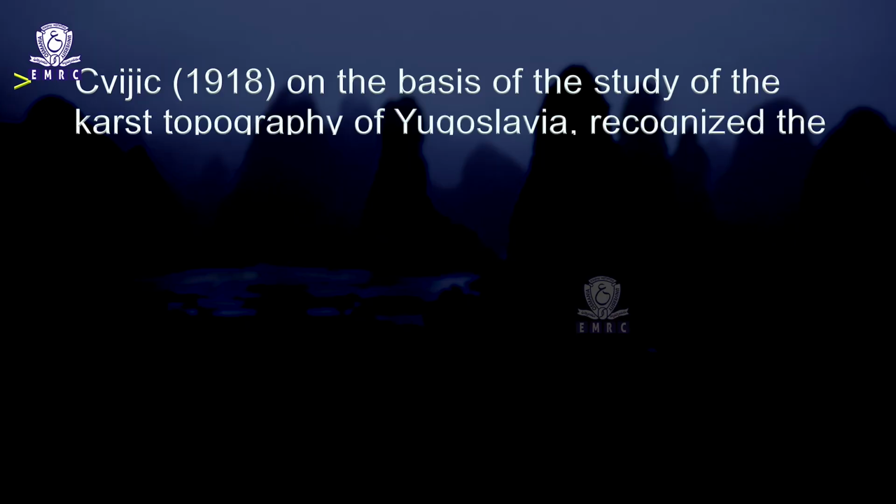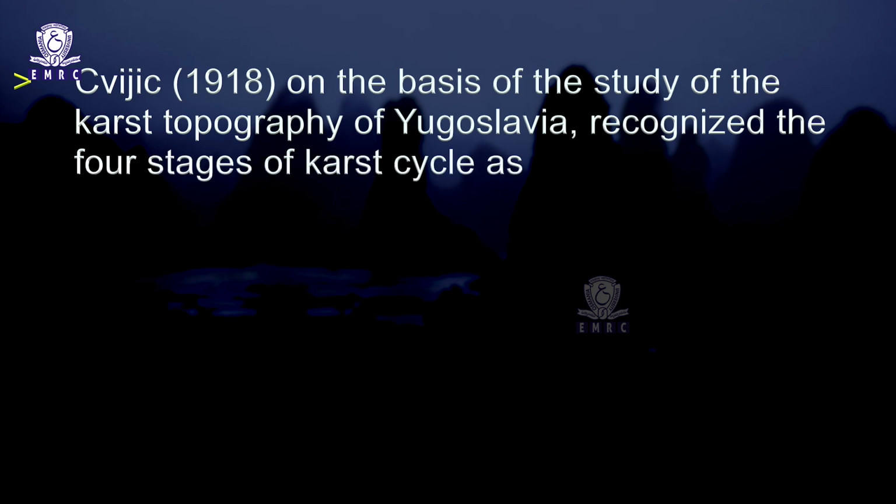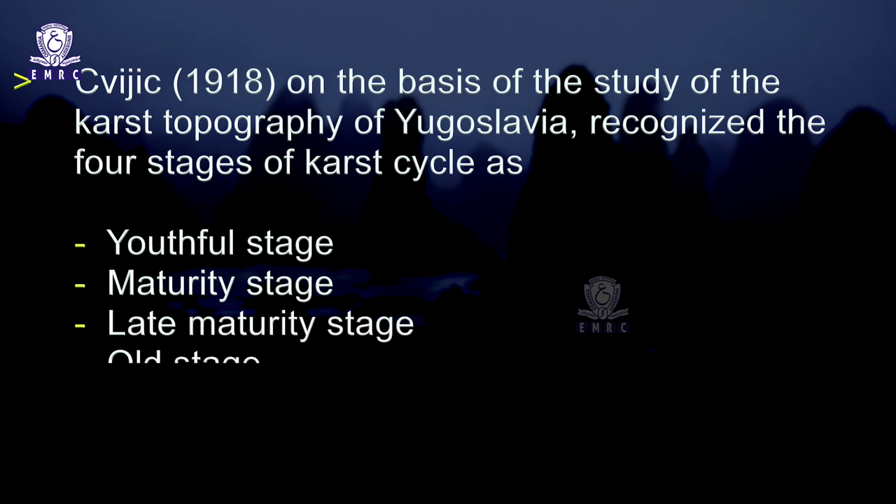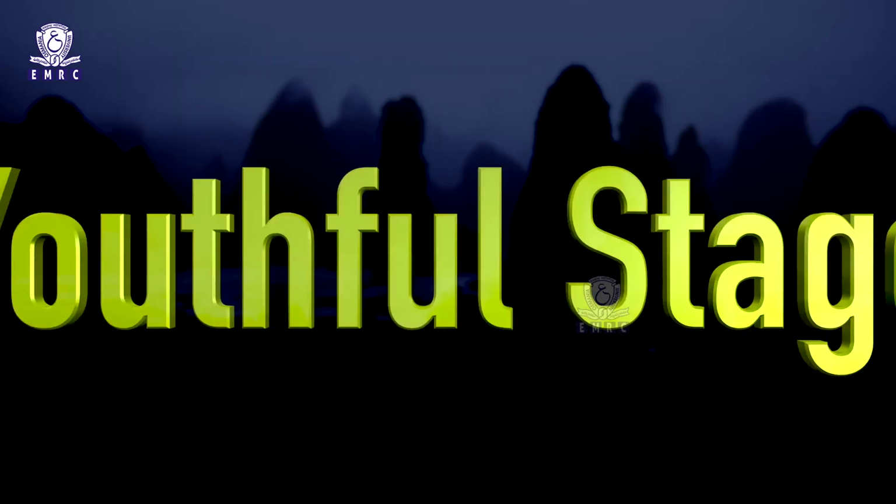Cvijić in 1918, on the basis of the study of karst topography of Yugoslavia, recognized 4 stages of karst cycle: youthful stage, maturity stage, late maturity stage and lastly the old stage. The characteristic features of the different stages of karst cycle of erosion are summarized as follows. 1.